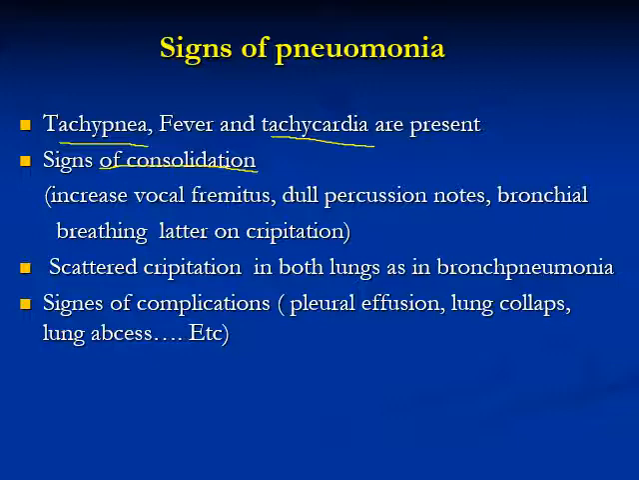In a patient with bronchopneumonia, here there is no consolidation. There are scattered crackles or crepitations in both lungs. Or the patient may present with signs of complication. The most common complications which occur in pneumonia, as you know, are pleurisy, pleural effusion, lung collapse, and this infection may lead to lung abscess also.